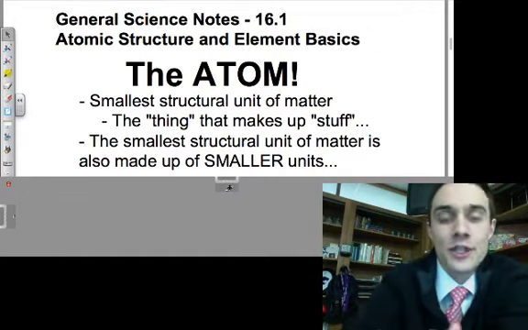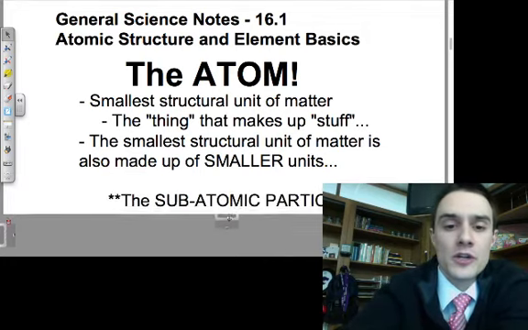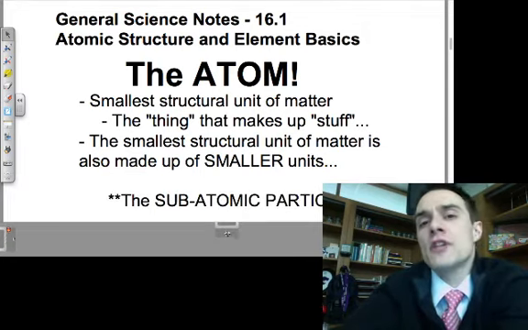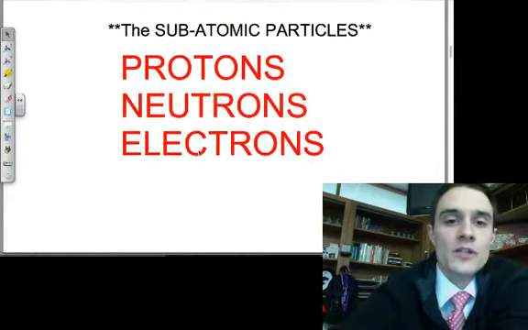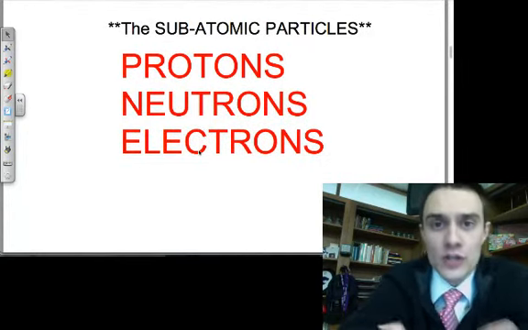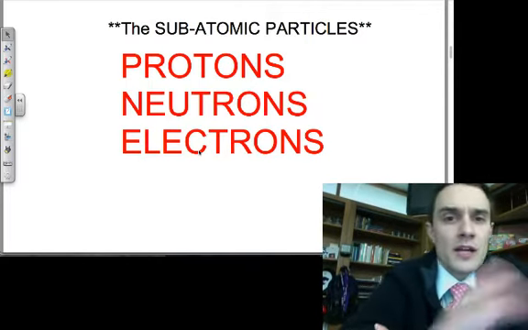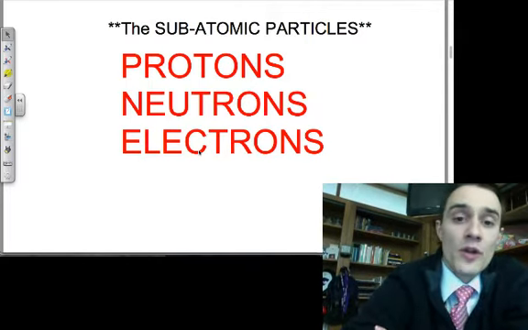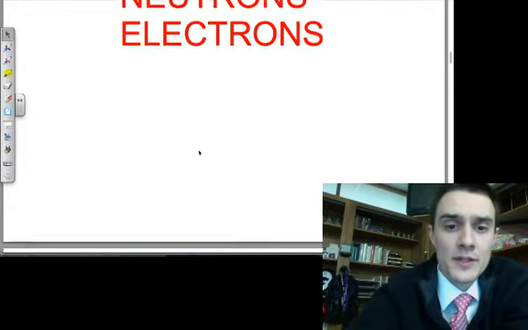We didn't know this originally, but we started to discover this about 100 years ago. We have subatomic particles that also help compose this atom. Protons, neutrons, and electrons are our subatomic particles. Now, the placement of these three, or where they are located in the atom, is very, very important.